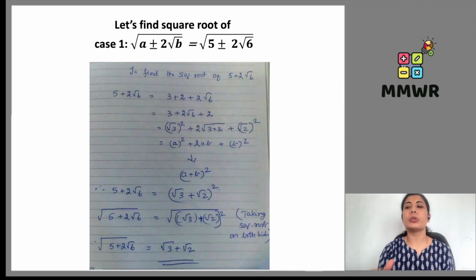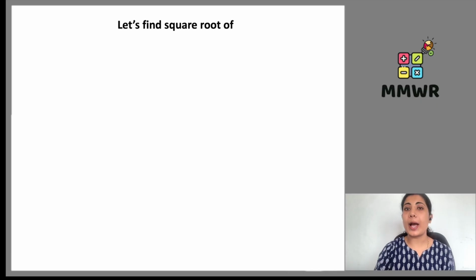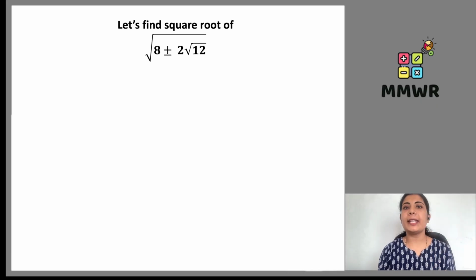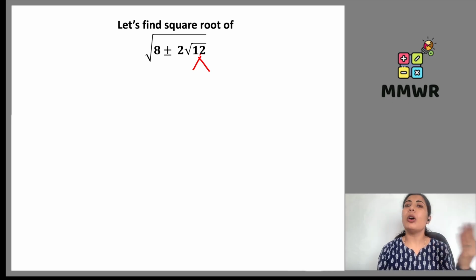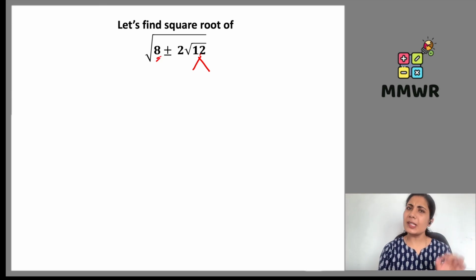So let me show you the shortcut way to find the square root of such cases. Here we have 8 plus or minus, whatever the sign is in between, 2 root 12. So the square root of 8 plus minus 2 root 12. You simply have to break this 12 in such a way that after taking the product of those two numbers you get back that 12 only, and while taking the sum or difference of those numbers you get this 8. So we have to split it.